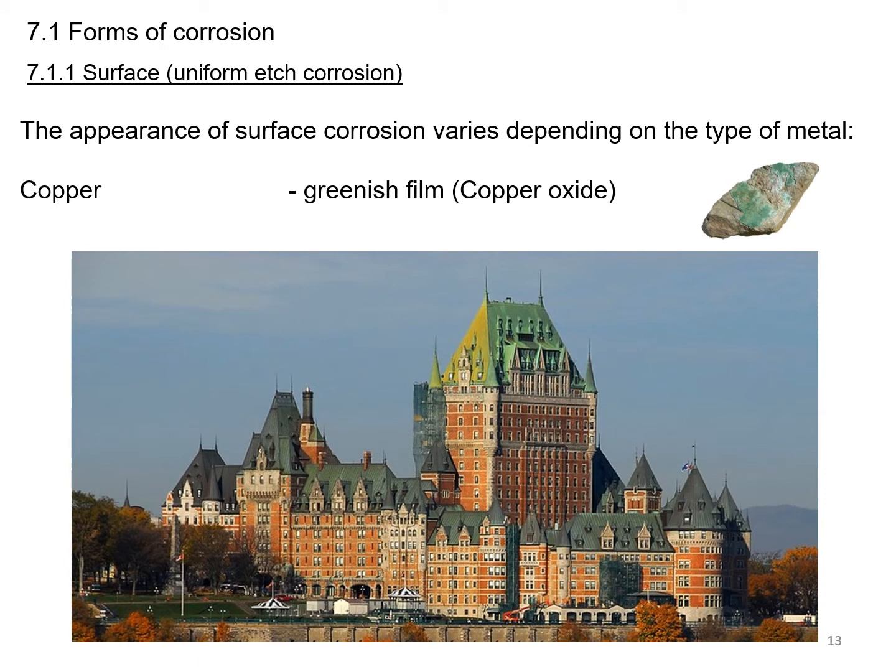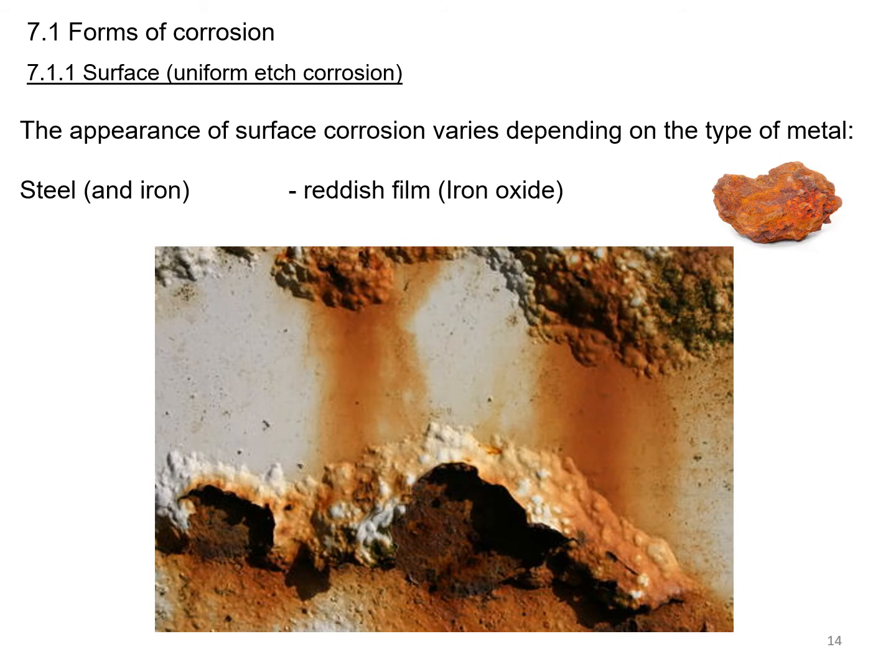For copper, you will get a greenish finish or a greenish film that indicates the corrosion. Now, this is a picture of my chalet up north, and as you can see, the roof is green. This is because it's a copper roof. When it gets green, it's copper oxide, and this actually protects the metal itself. On steel and iron, you get a reddish film. This is iron oxide, so it's the steel or iron that is actually returning to its natural state of oxide.